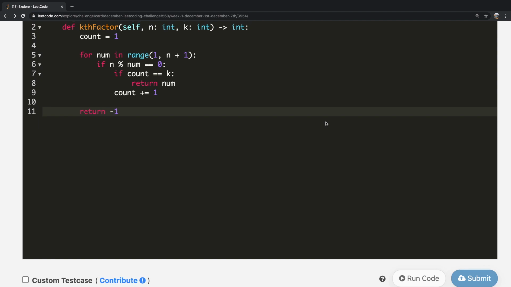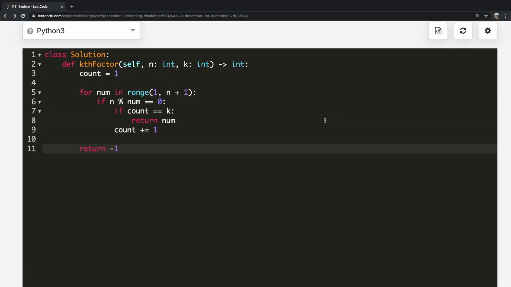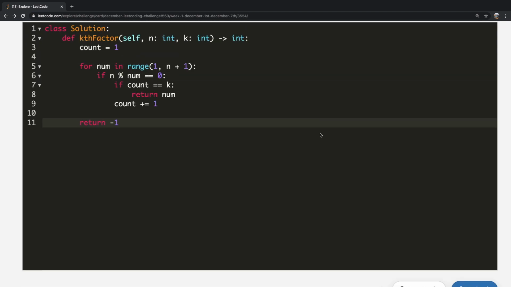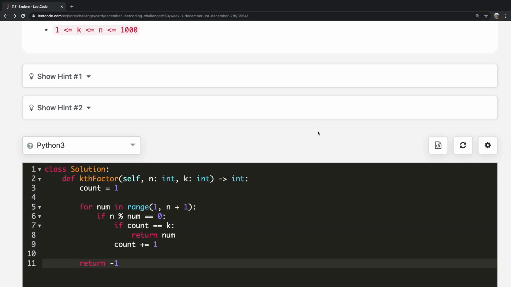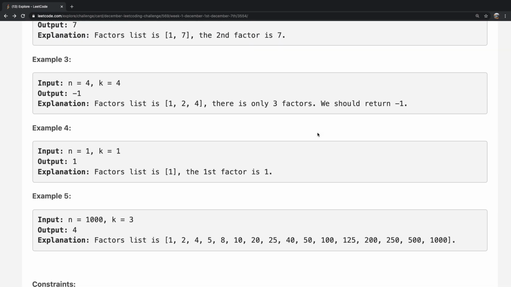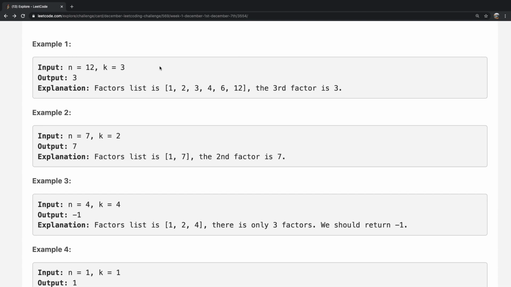So this is one way to solve it. It's more of a brute force approach. Now let's see how we can use the same idea, but simplify it a little bit. All right, so to do this, let's just go back over here.